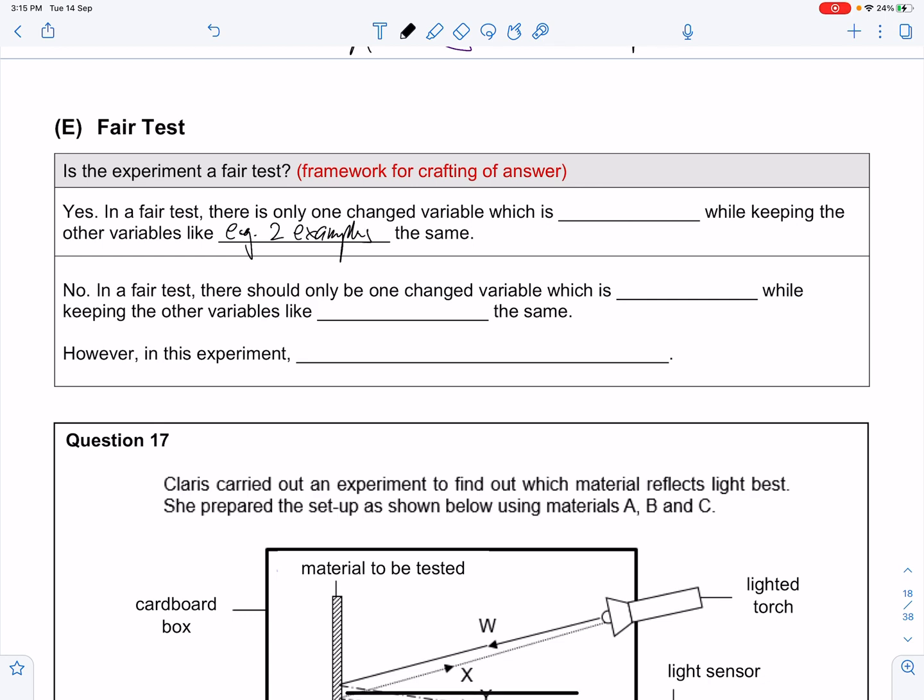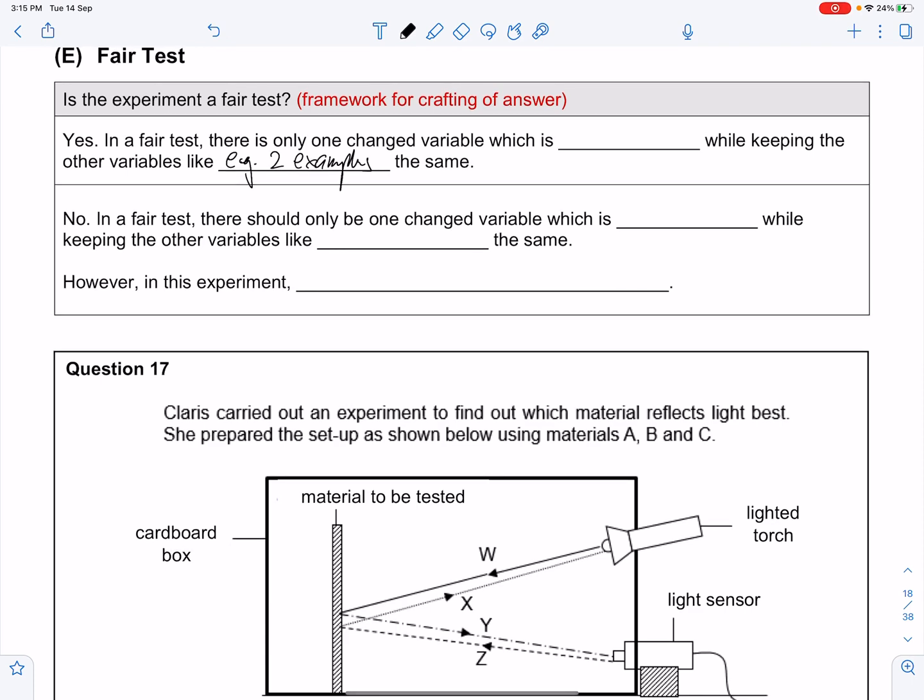So if you want to say no, you don't agree that it's a fair test, this is how you can answer it. No, in a fair test, there should only be one change variable. Same thing, identify what it is supposed to be, while keeping the other variables, what and what, constant. However, in this experiment, the second variable was also changed, which is not supposed to be the case because there should only be one change variable, which I will exemplify.